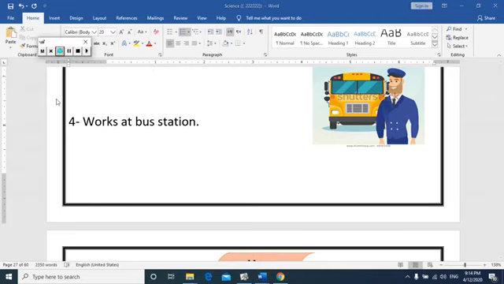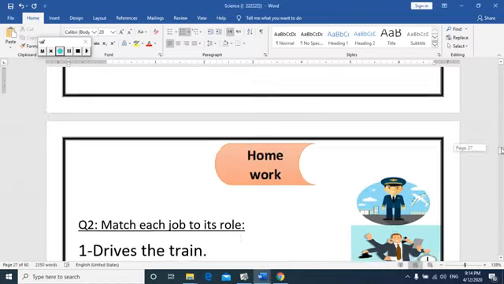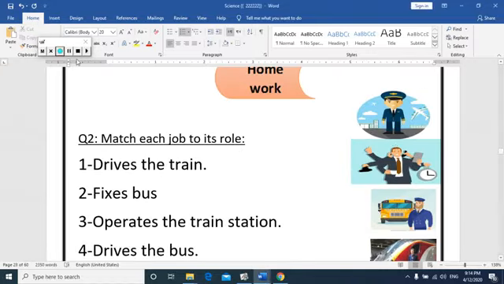Okay. Finally, the homework is page 26 in your booklet. Okay.